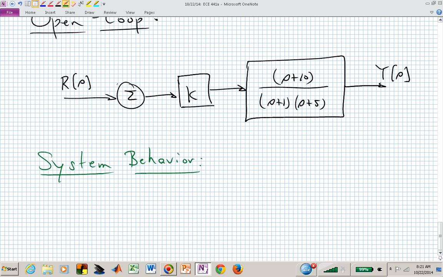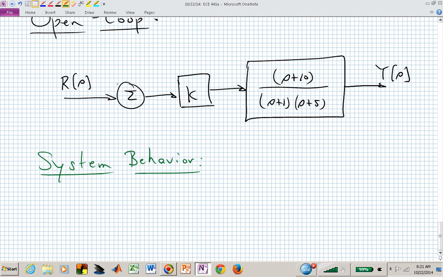They want to know, how is Y going to respond to an input R? Now what do you do? Let's not even worry about feedback right now. This is open loop. So now let's just give me the answer. Give me Y of t if I give you an R. How would you solve that problem?